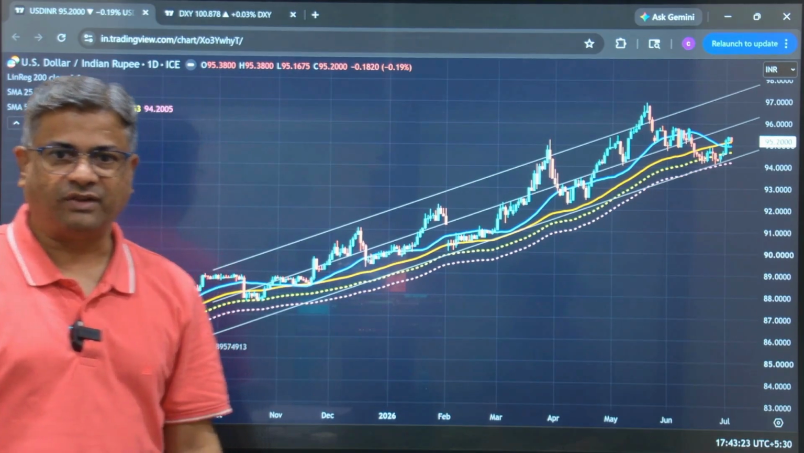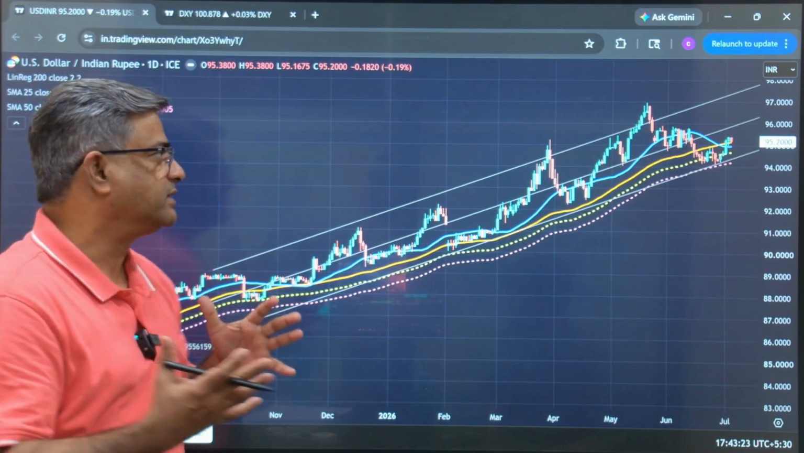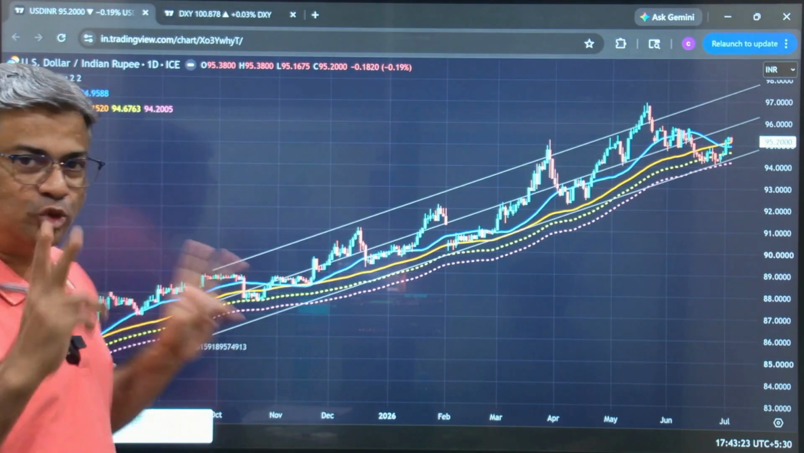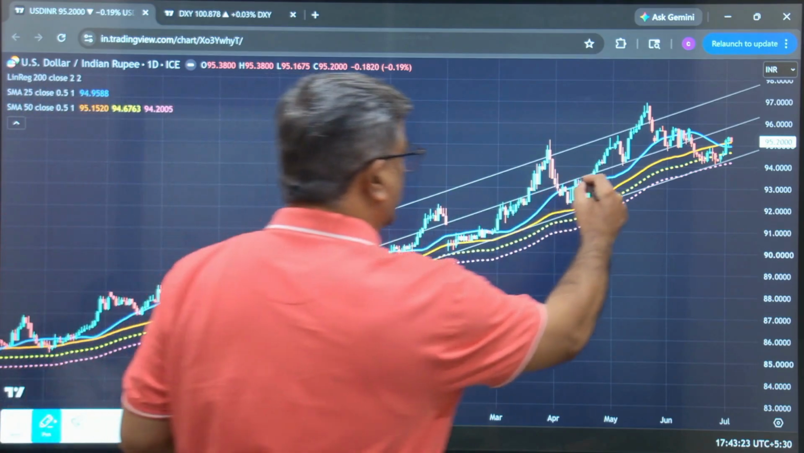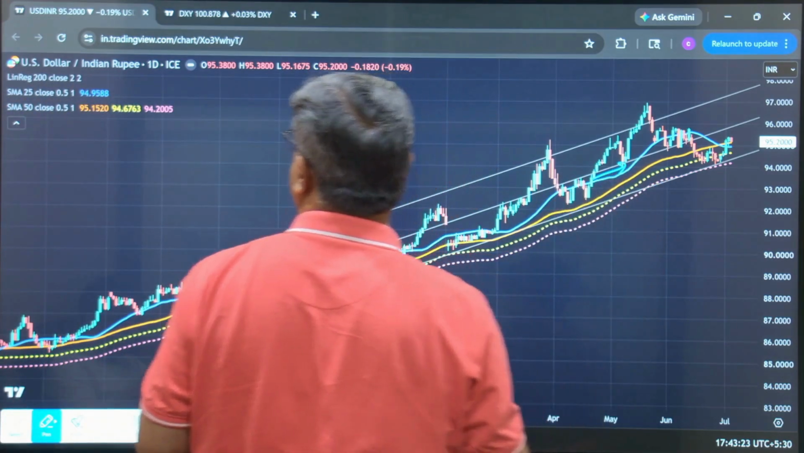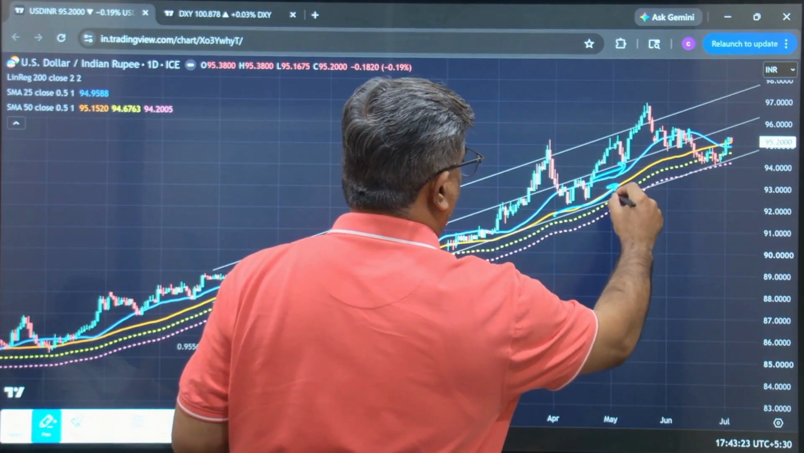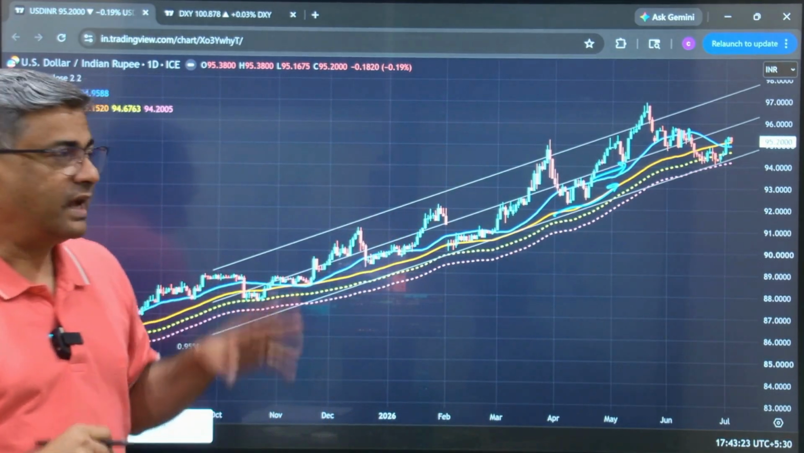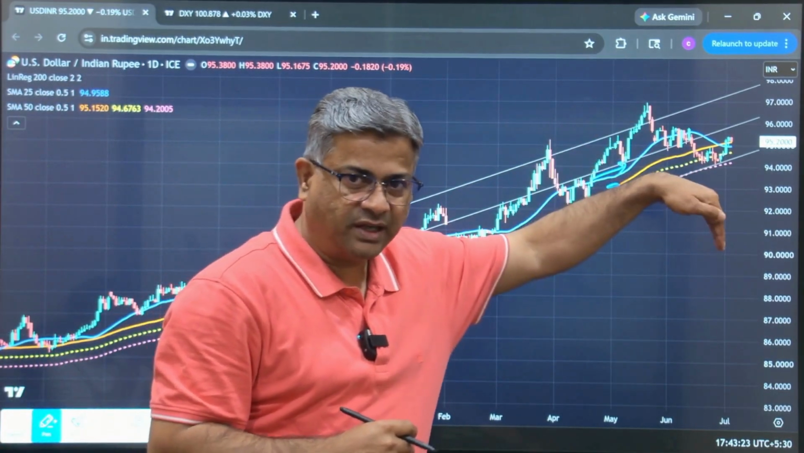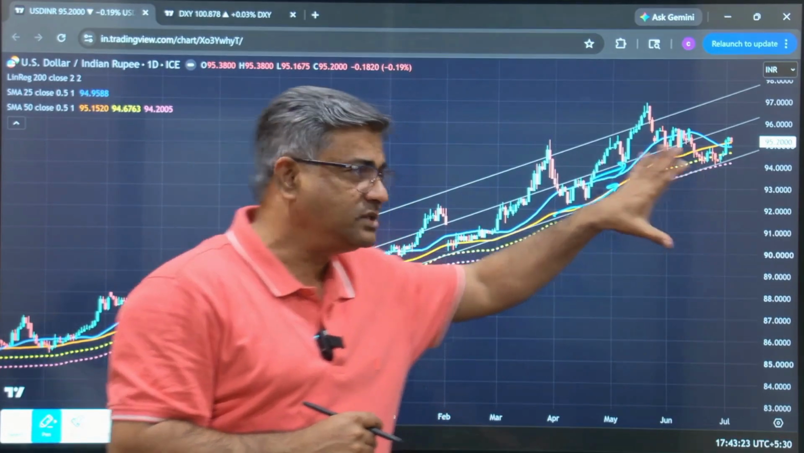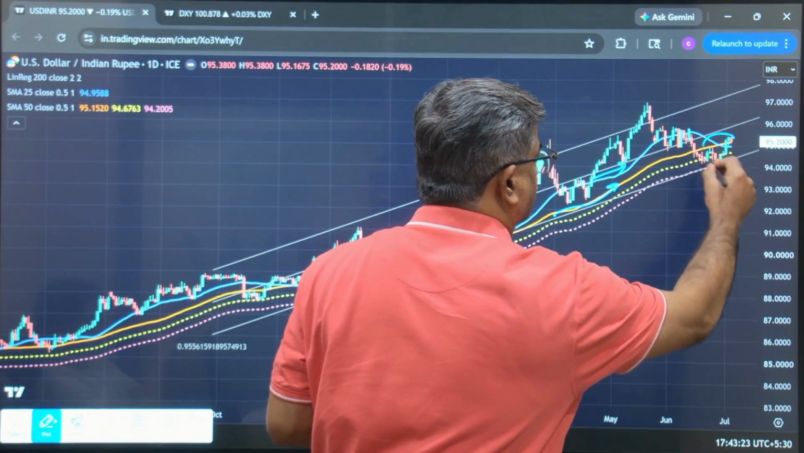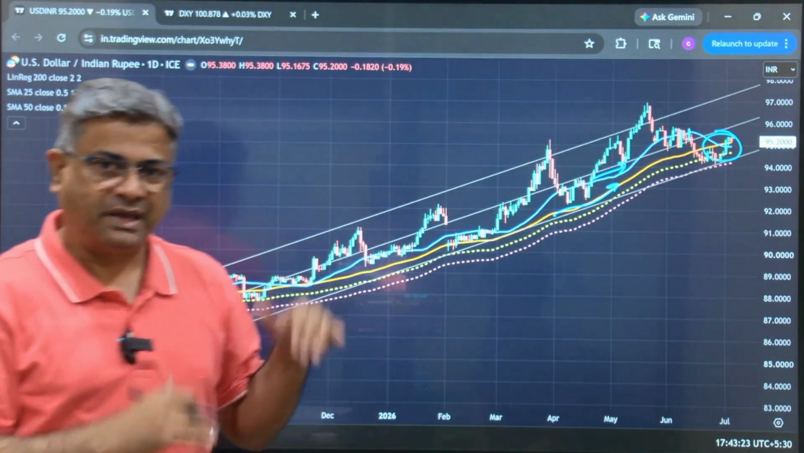This is the chart that we have been following quite regularly. Remember, there are two moving averages that we are following. One is this blue one, the 25-day moving average, and the other is this orange one, the 50-day moving average. And what we have seen is the 25-day crossing below the 50-day moving average. So this is some kind of a temporary bearish signal.